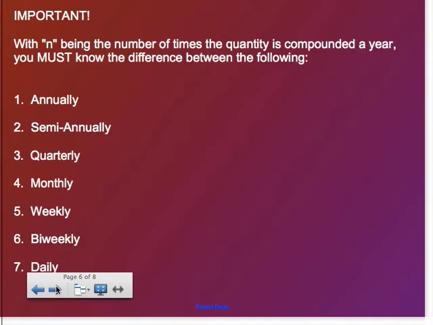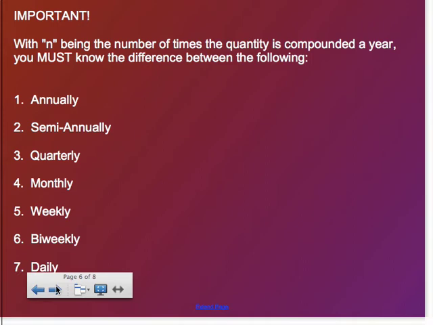So before we try and do a problem, let's make sure we define a couple of these things, with N being the number of times a quantity is compounded a year. So N is the number of times that rate is actually being applied to your account every single year. You have to know the difference between a lot of these words, rather.